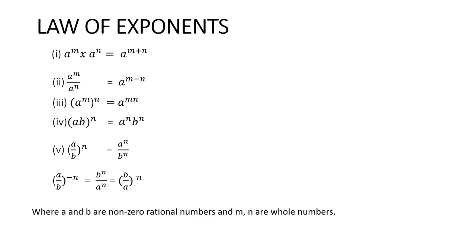So now let's discuss the laws of exponents. First one is a raised to m into a raised to n, which is a raised to m plus n. For example, suppose you have 3 raised to 5 into 3 raised to 2. We can write it as 3 raised to 5 plus 2, and that is 3 raised to 7.